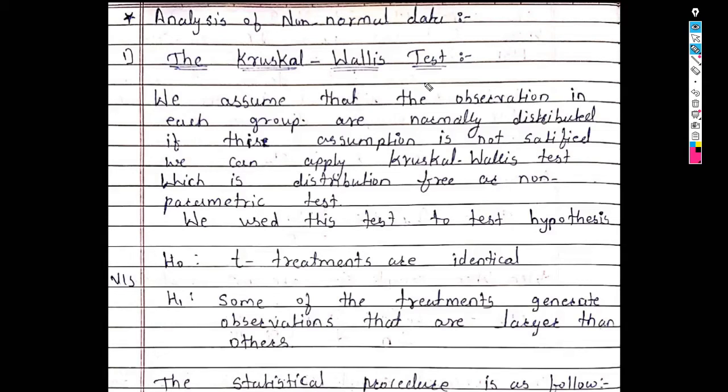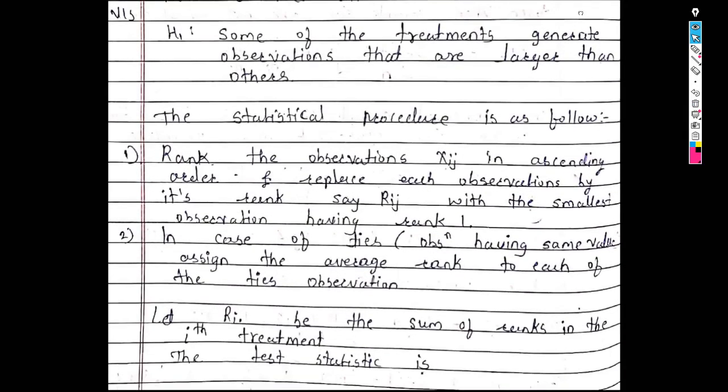This test is used to test the hypothesis that the t treatments are identical versus the alternative that some of the treatments generate observations that are larger than others. So in the Kruskal-Wallis test we test this hypothesis. So what is the procedure for this test? There is a statistical procedure.